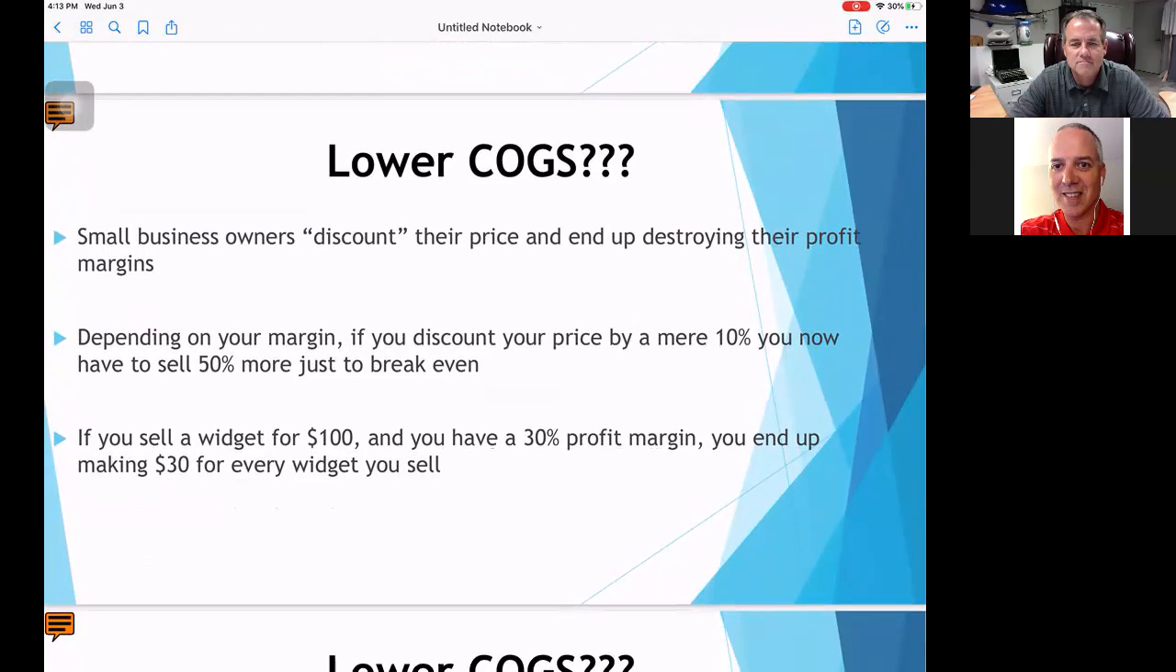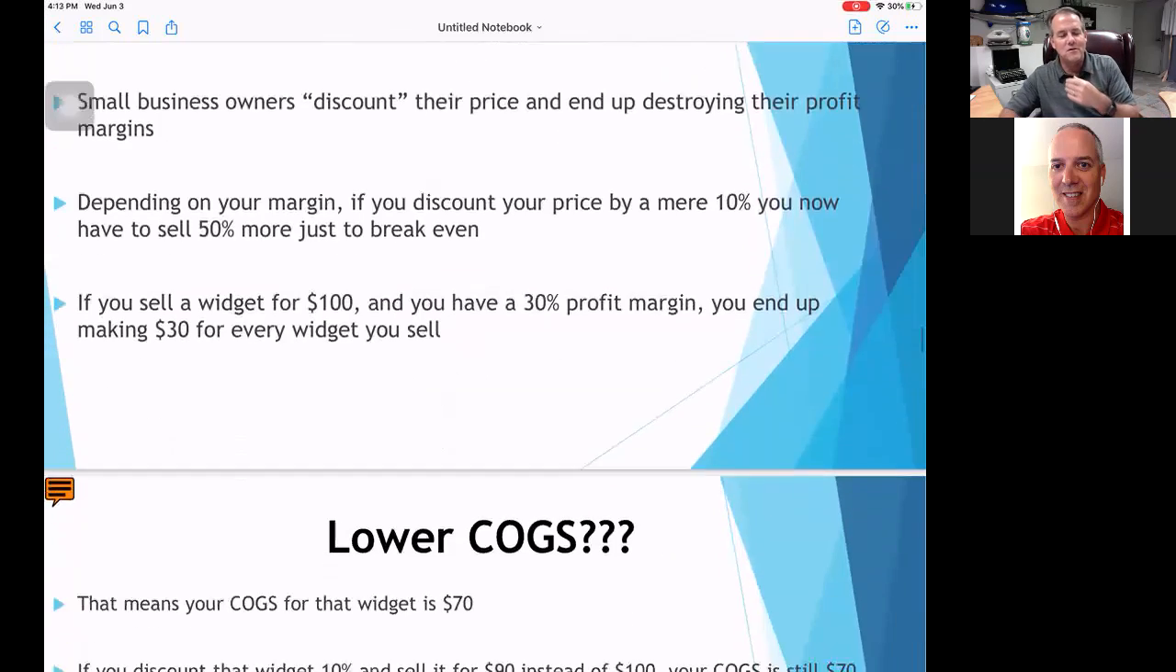But if you reduce the price by $10, so now you're selling it for $90, where do you think that $10 discount comes from? It comes out of that $30 profit. So you've hammered yourself.